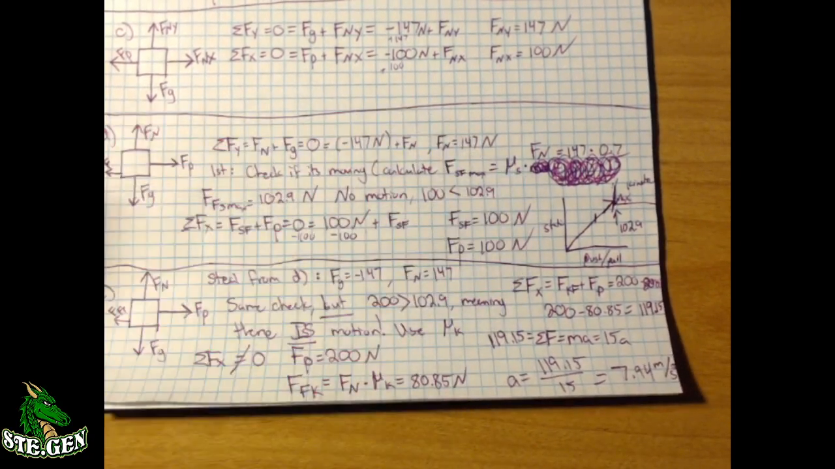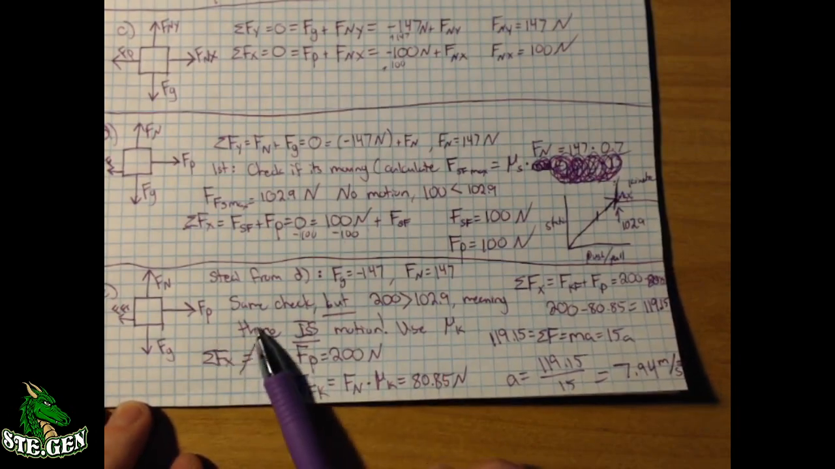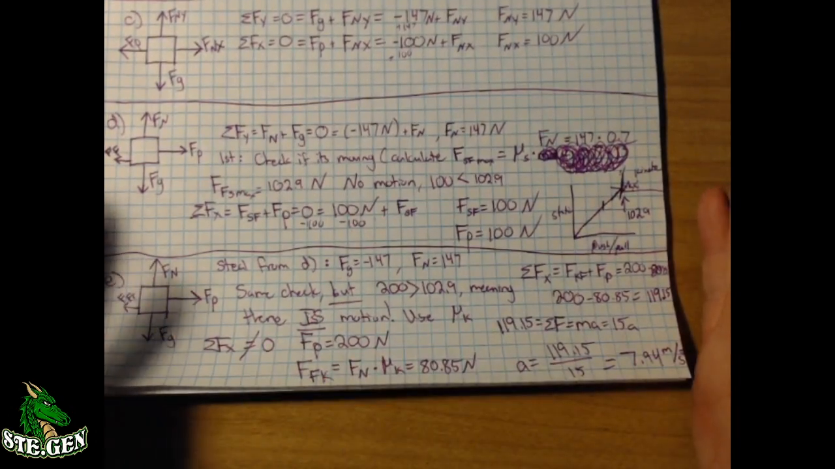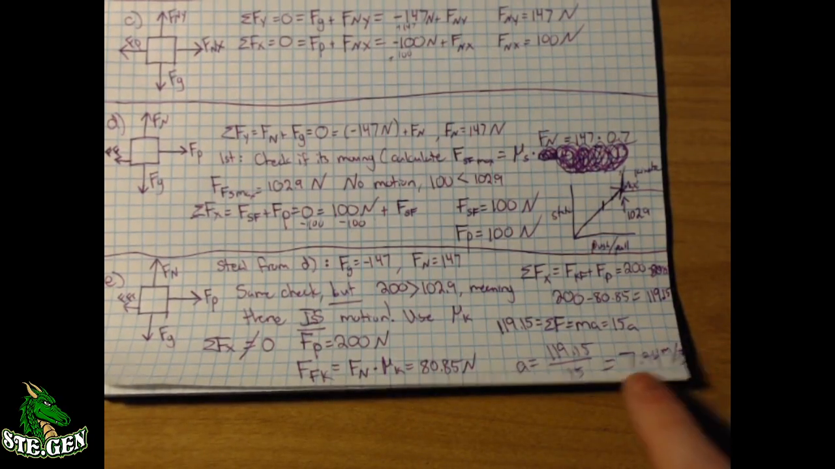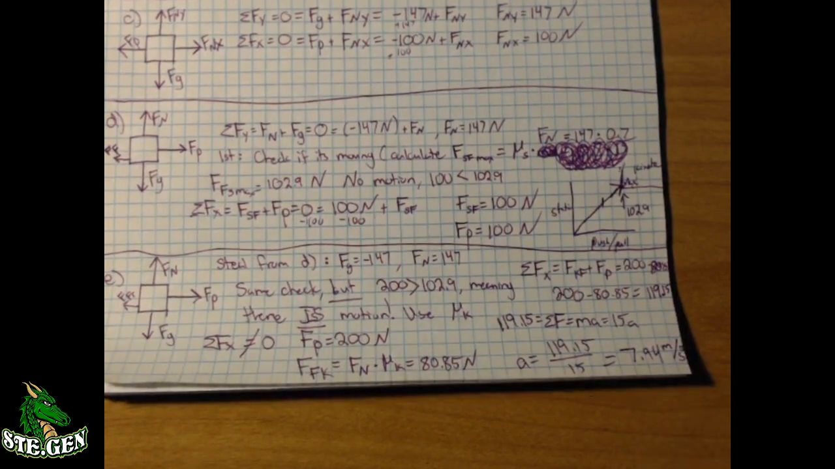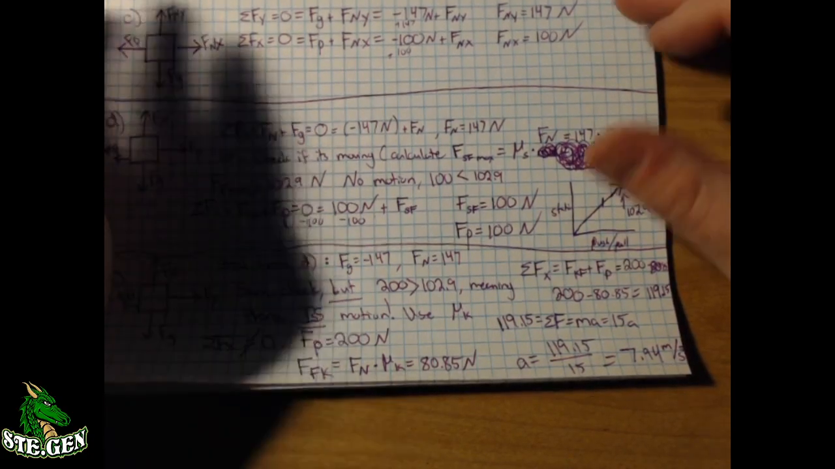That's an acceleration, so it's meters per second squared. So if you pull on this box with a continuous force of 200 newtons and you keep pulling, it will begin accelerating faster and faster and faster at a rate of 7.94 meters per second squared.